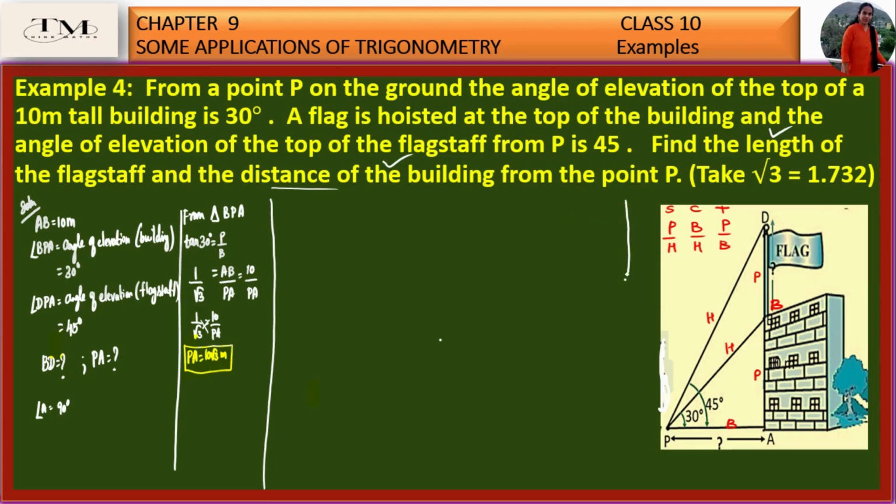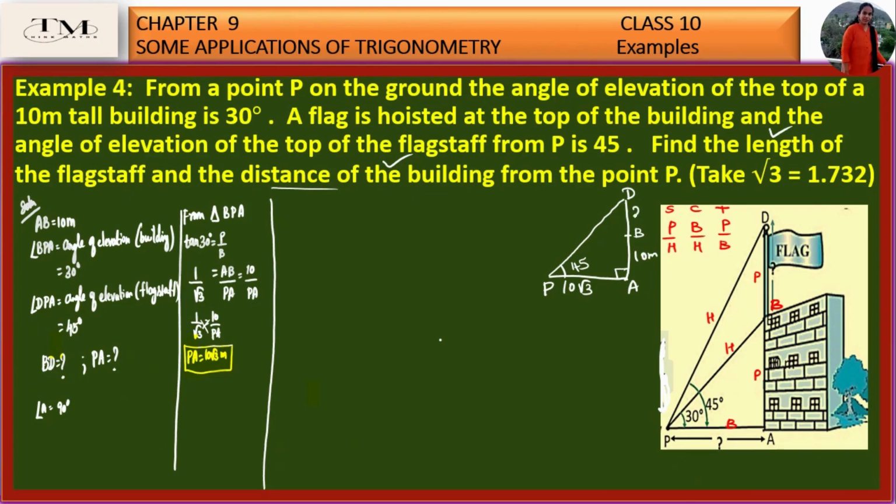So triangle DPA. So this is point P, D and A. Angle A is 90 degree. So angle of elevation from the flagstaff is 45 degree. Now we have PA. So PA we found out it is 10 root 3. So AB is the building. What is the length of the building? So building height is 10 meter. So AB is equal to 10 meter.